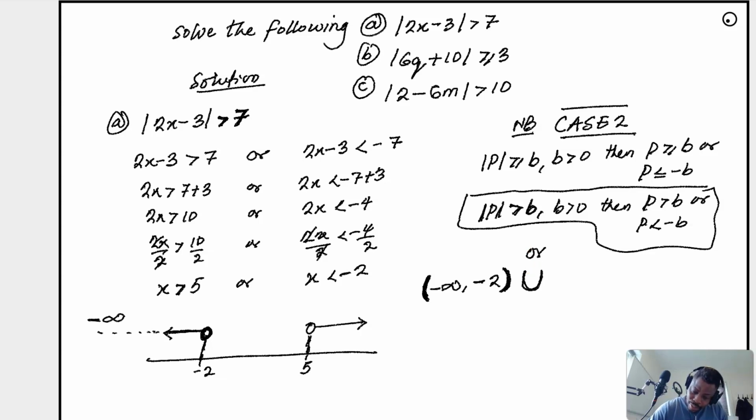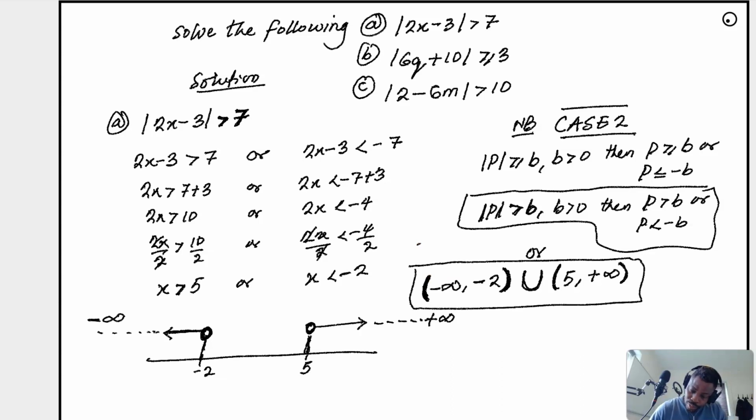Then this is not shaded, right? This is 5 and greater than 5. So that is continuous to positive infinity. And positive infinity is greater than 5. So you have to start from 5, then positive infinity, or you can just write infinity. So this is what you have. So this is the solution. Remember, you can write it as negative infinity to minus 2, union 5 to infinity. It's still the same thing.